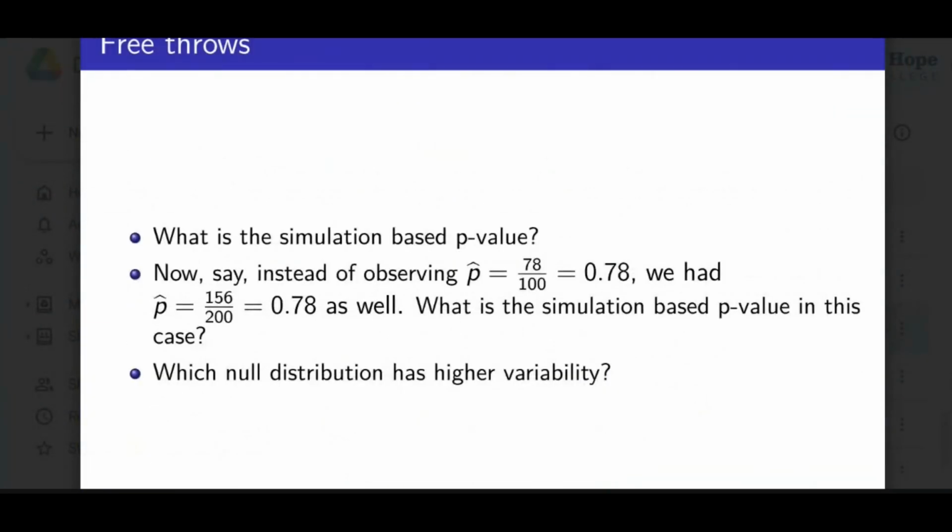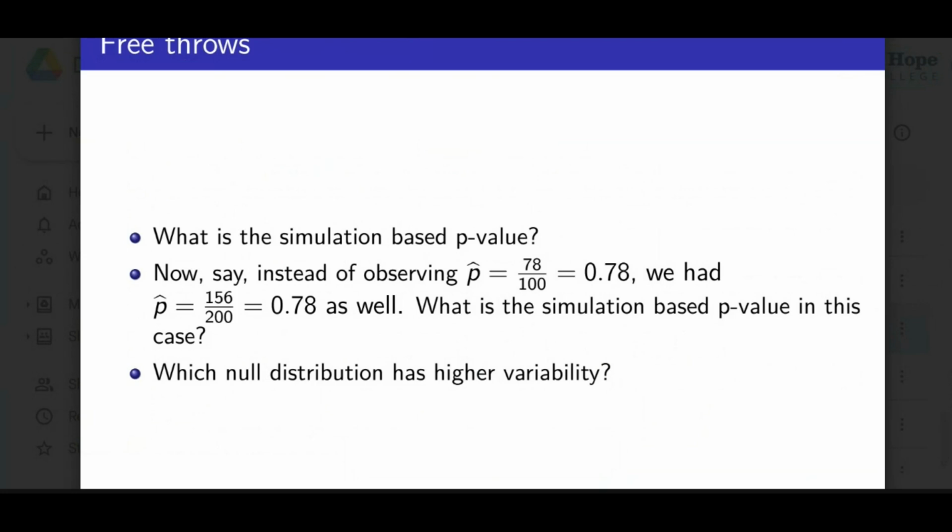What is the simulation-based p-value? 0.2743 or thereabouts. The simulation-based p-value is 0.274. Now say, instead of observing 78 out of 100, let's say I observed 156 out of 200. Now I've chosen this example for a reason. Do you see, first of all, that this is based off 200 throws. Second of all, do you see that both of these are 0.78?